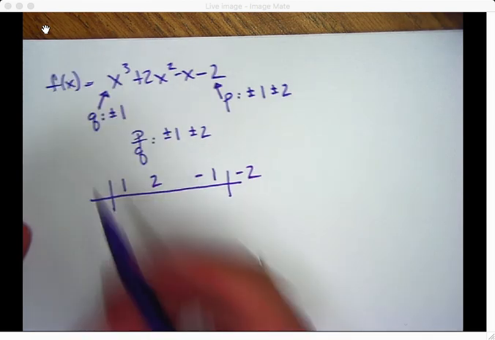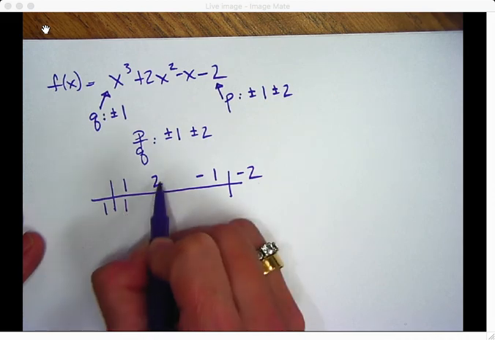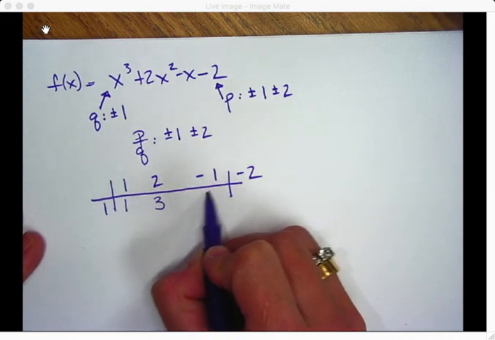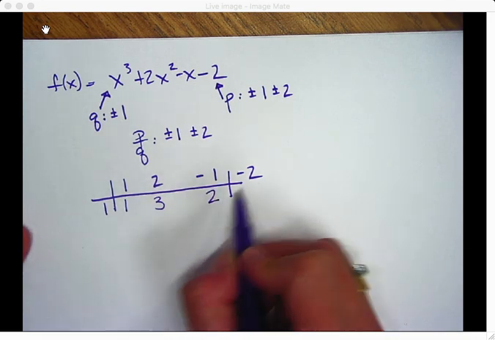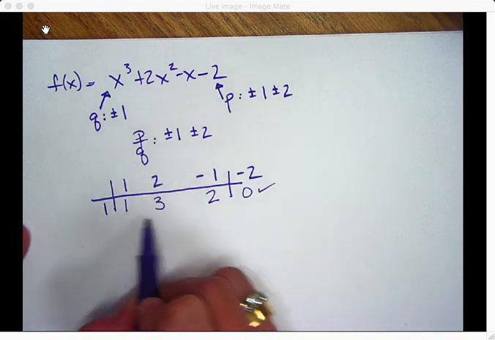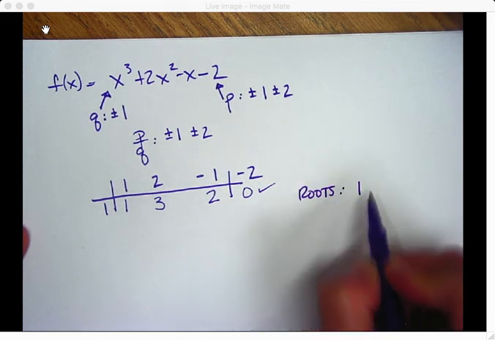Okay, so I'm going to try 1. Bring down the 1, multiply, you get 1, adding, you get 3, multiplying, you get 3, adding, you get 2, multiplying, you get 2, adding, you get 0. Surprise, surprise, I ended up with one of my roots. Okay, one of the roots is 1.